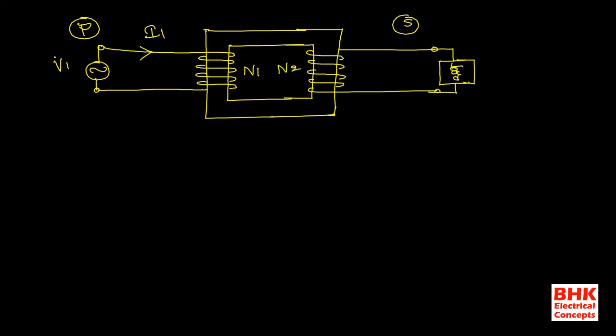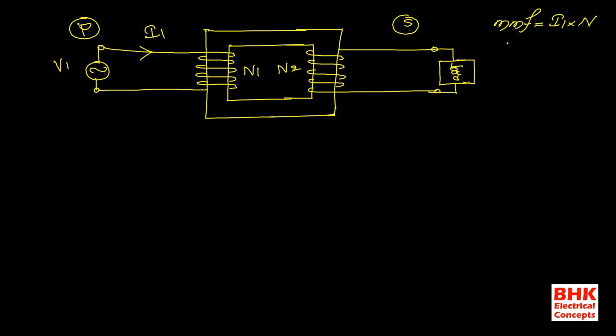Now see here, whenever we apply V1, the alternating voltage, to the primary winding, there is a flow of I1, the alternating current, through this winding. Whenever this alternating current flows through the winding, there is a production of MMF. Here MMF means magnetomotive force. Here MMF is always the product of current into the number of turns in the primary winding and secondary winding.